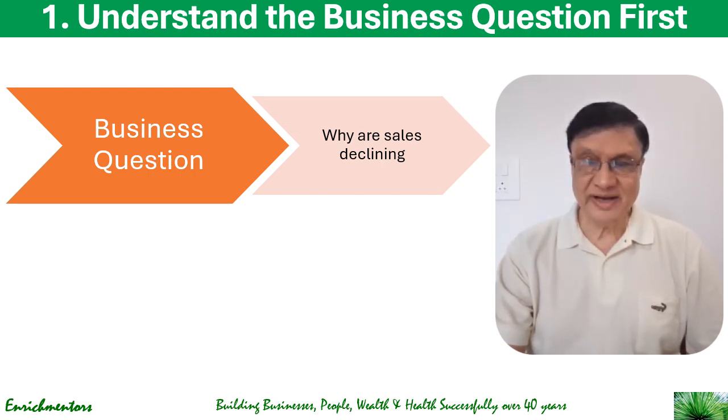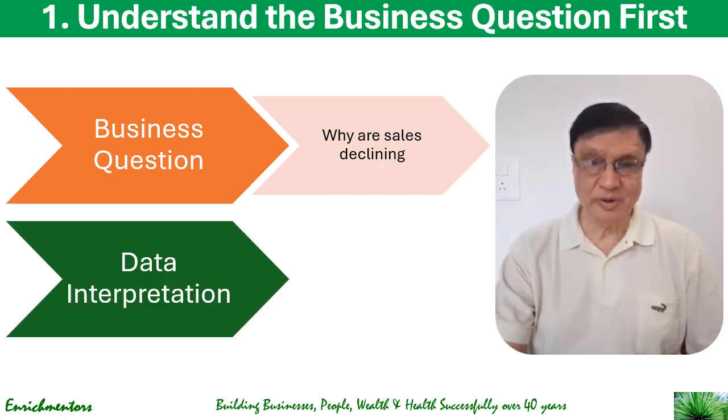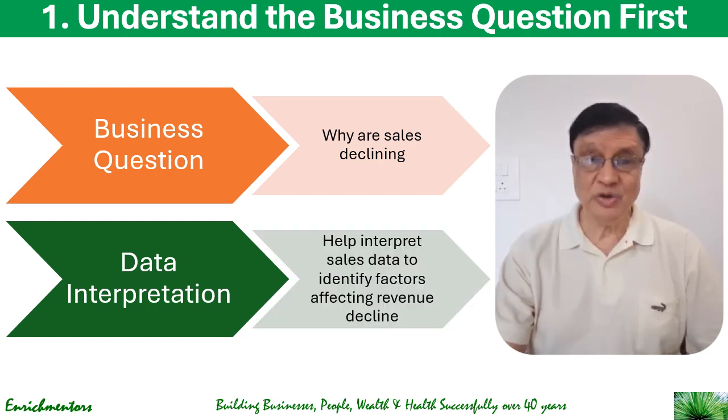You can use AI tools such as ChatGPT or Microsoft Copilot, which can help you clarify this kind of objective. For the interpretation, you then give a simple prompt saying, help interpret sales data to identify factors affecting revenue decline. Because now you want to know why the revenue is declining, your prompt is more targeted. Otherwise, what prompt would you give? This can help you start learning how to connect data analysis with business problems.